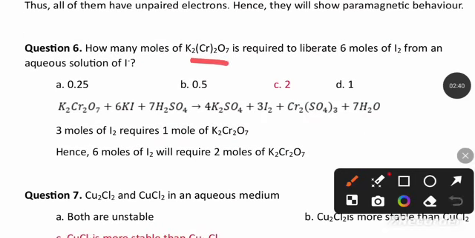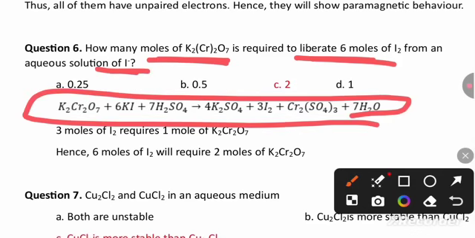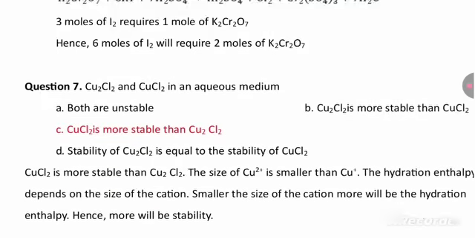Potassium dichromate. How many moles of potassium dichromate are required to liberate 6 moles of iodine from the aqueous solution of iodide ion? As this equation shows, 1 mole of potassium dichromate on reacting with potassium iodide liberates 3 moles of iodine. So according to the question, to liberate 6 moles of iodine, there must be 2 moles of potassium dichromate. So 2 is the right answer.